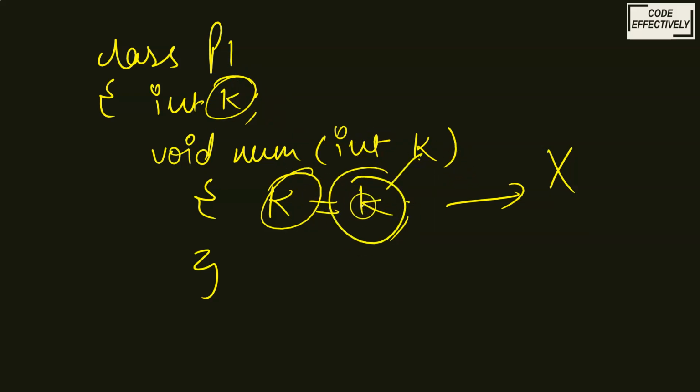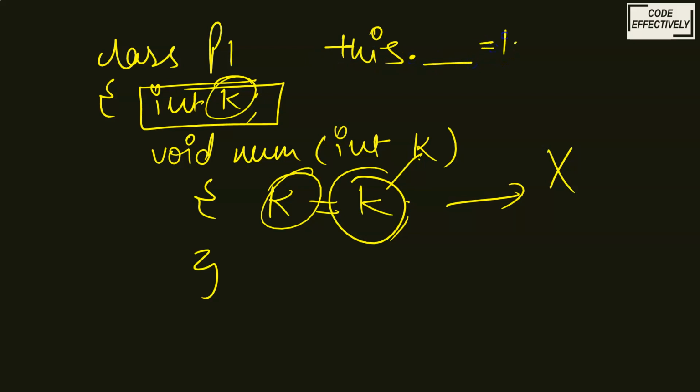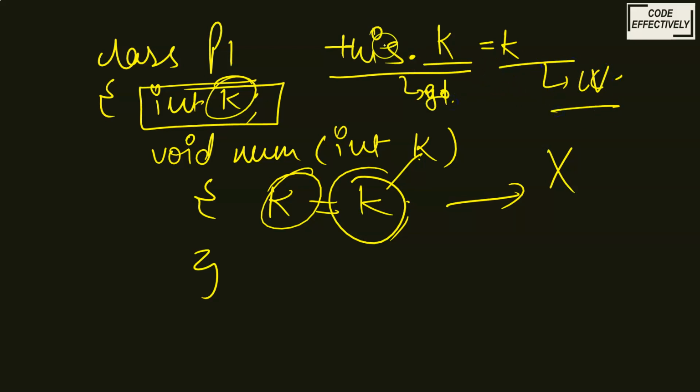So in order to remove this ambiguity or confusion, we use this keyword. Whenever we want to access the class variable or instance of a class, we use this dot and the variable name, and it is equals to k. Here the class variable is k, so this.k is equals to k. Now the compiler will understand this part means the global variable, and this part means the local variable. So in this way the computer understands. But this method is only applicable when we have the same name for the class variable and the local variable. Then only we use this keyword.